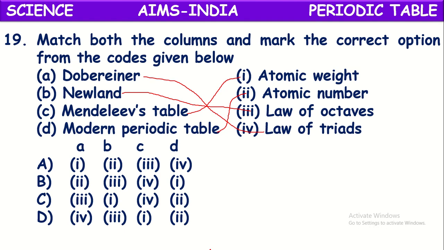Now see the correct matching. A is connected with 4, where it is here. So this is the correct answer. Let us cross check the remaining options also. B 3, okay. C 1 is okay. This is the correct answer. Check once the matchings.